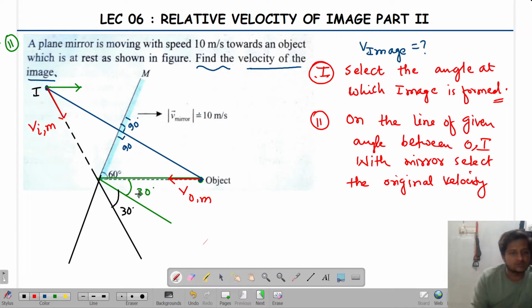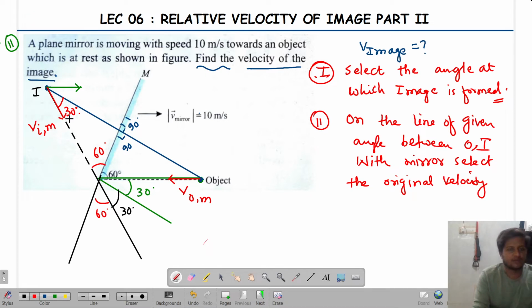Now try to understand. This is 30, this is 30. This angle will also be 60. If this is 60, this means this vertically opposite angle will also be 60 degree. Got it or not? So if this is 60, this is 60. Try to understand, this is 90. So this angle will be how much? 30 degree. Yes or no? This will be 90, this is 60, this is 30 degree.